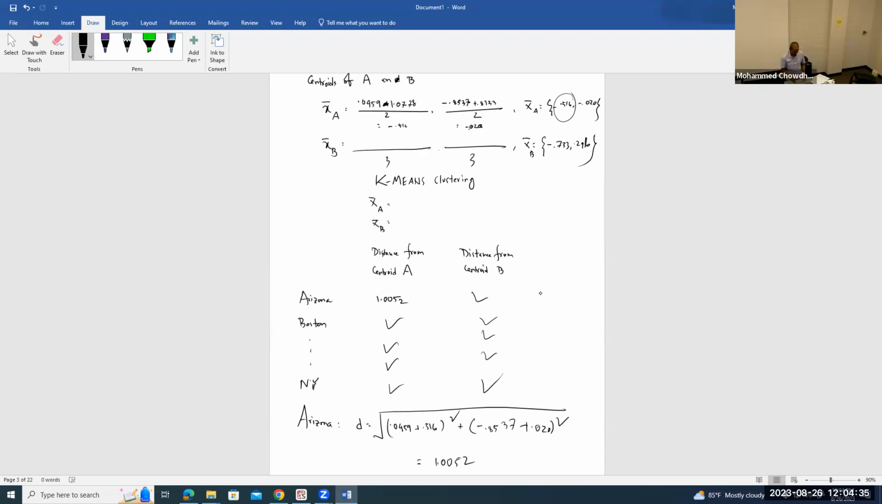So after computing these things, we have found that instead of Arizona and Boston, New York and Boston are closest. So we put New York and Boston together, and we put Arizona, Central, and Commonwealth together. Previously, we put Arizona and Boston together. Now, on the basis of this distance matrix, we put New York and Boston together, and Arizona, Central, and Commonwealth are put together. So this is the way K-means clustering is done.